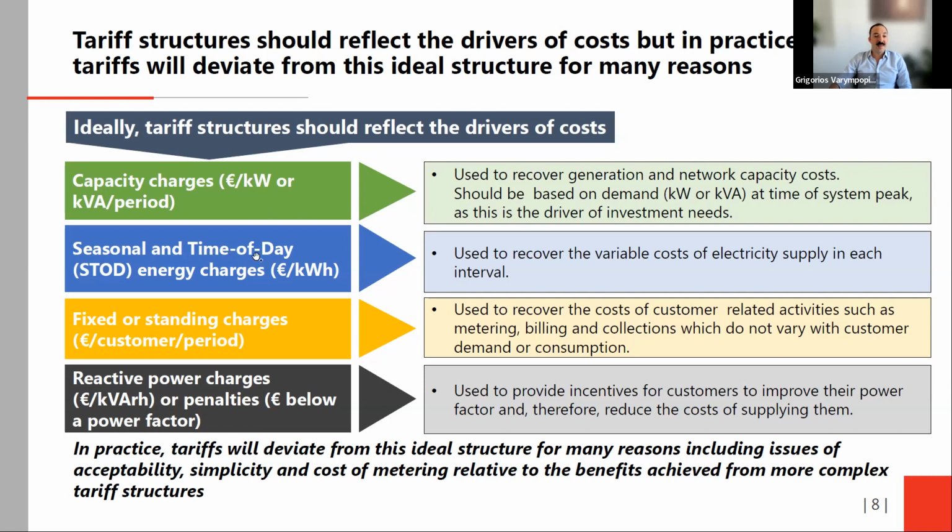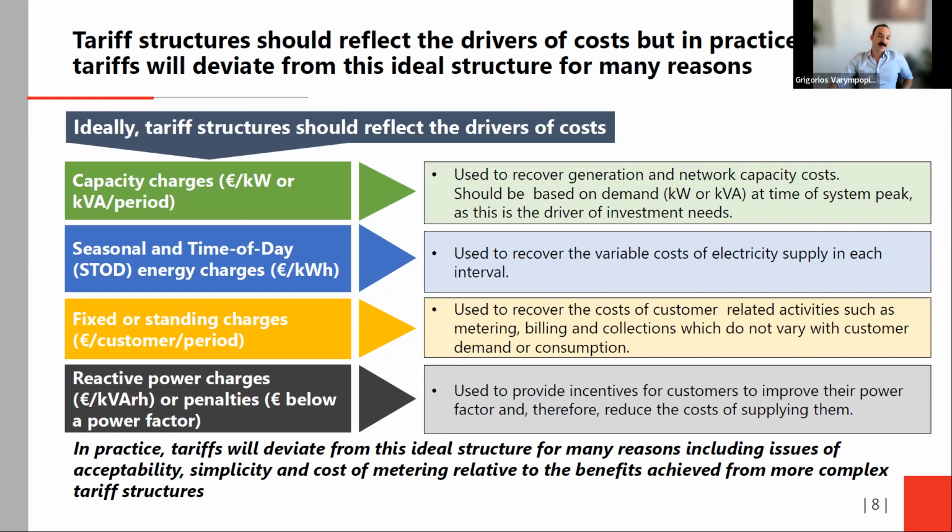Seasonal and time of day energy charges, euros per kilowatt hour, should be used to recover the variable cost of electricity supply in each interval. Fixed or standing charges, so euros per customer per period, should be used to recover the cost of customers related activities such as metering or billing. So costs that change with the number of customers and not with the volume of consumption or the capacity requirements. And reactive power charges or penalties should be used to provide incentives for customers to improve their power factor.